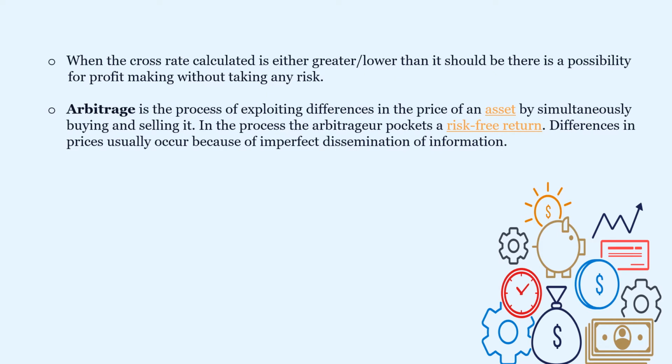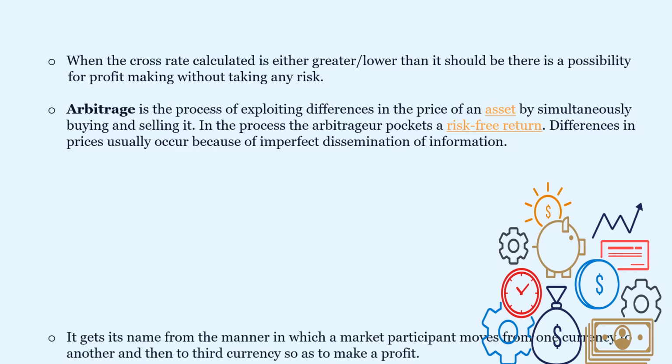Next, arbitrage is a process of exploiting differences in the price of an asset by simultaneously buying and selling it. Triangular arbitrage is a process of making profit by eliminating the discrepancy or inefficiency between the actual cross rates. Differences in price usually occur because of imperfect dissemination of information, imperfect segmentation of information.